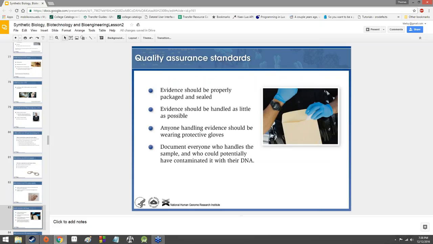So for that reason, evidence should be properly packaged and sealed. Evidence should be handled as little as possible. Anyone handling evidence should be wearing protective gloves and document everyone who handles the sample and who could potentially have contaminated it with their DNA. You want to take note of the fact that you handled the sample, because if nobody knows you did and your name comes up as somebody who was there at the scene of the crime, well, isn't that a little awkward? Then we worry about the aforementioned hassle.